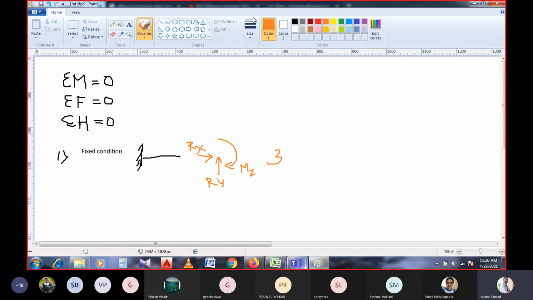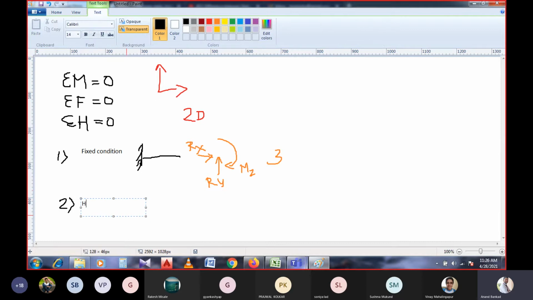Right? So next, whatever I am talking about is related to 2-dimensional structures only. Whatever I am speaking about here is correlated with 2-dimensional structures. I hope you know what a 2-dimensional structure is: only the x and y directions are considered for the forces, right? So next, if you consider the second support condition, it would be the hinged condition.